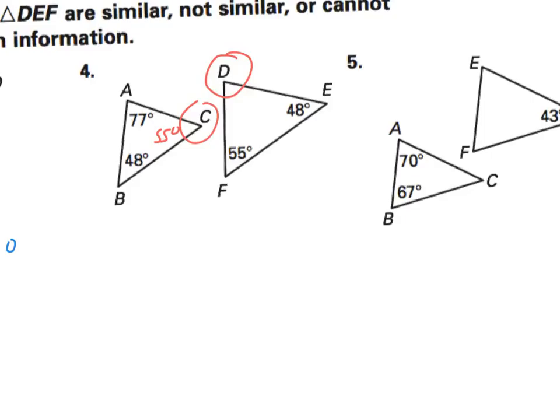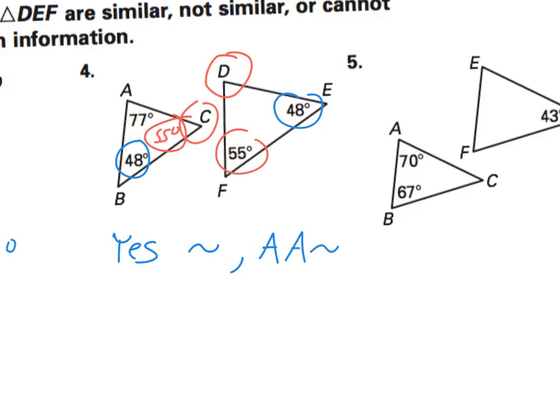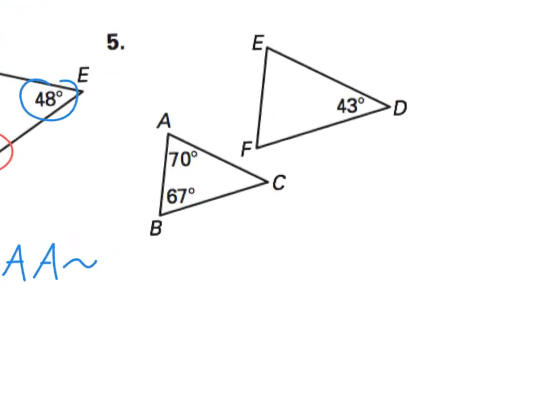C is 55 here. We actually don't even need the other one. 48 matches with 48. And 55 matches with 55, so the answer is yes, they are similar. And the reason for it, if they asked you, was angle-angle similarity. Okay. Now the last one here.